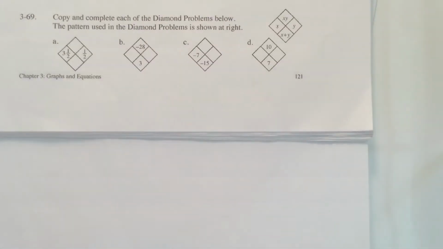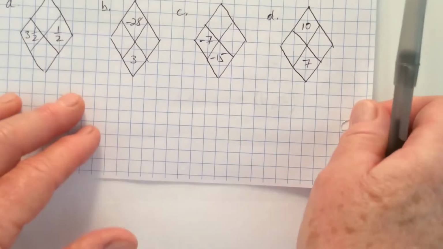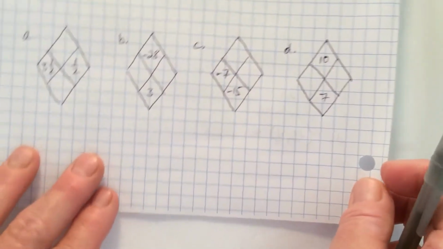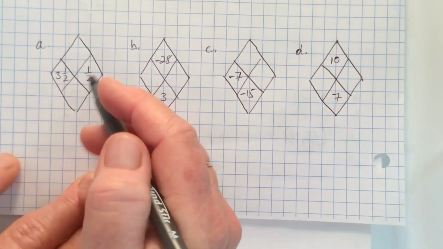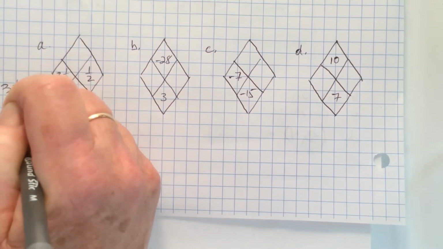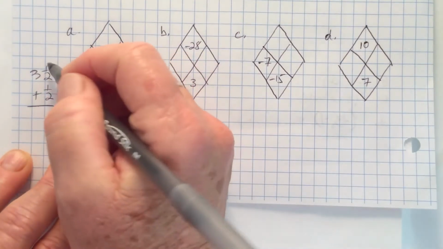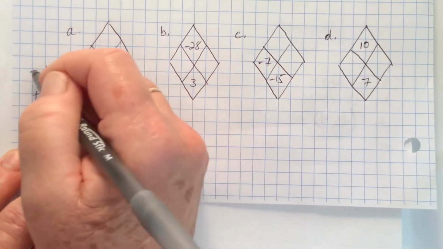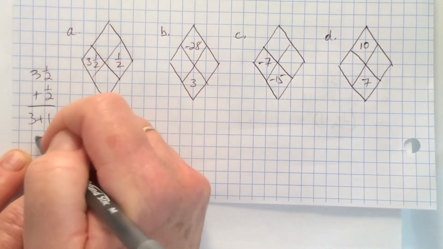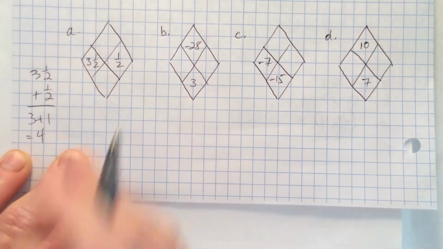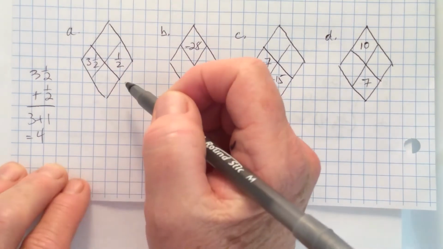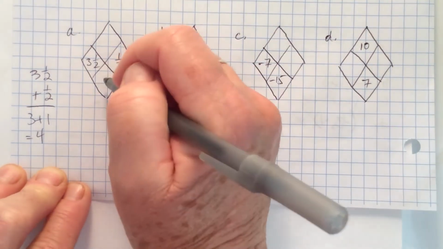I'm going to move this up a little bit so you can see it better. So when we add 3.5 plus 1/2, 1/2 plus 1/2 is 1, and then we just add that to the 3 and we get 4. So when we add them together, that goes down here.